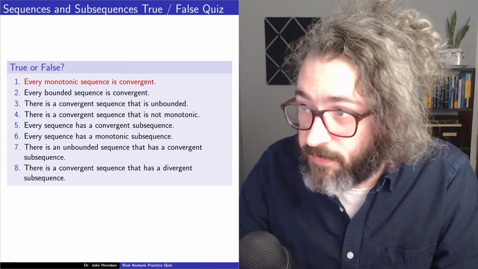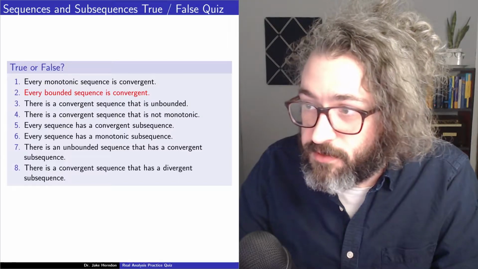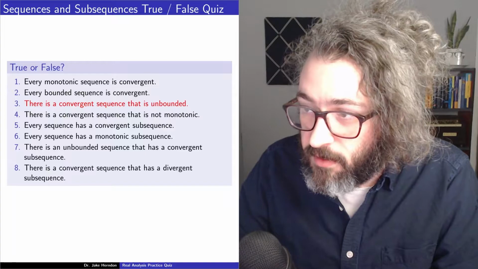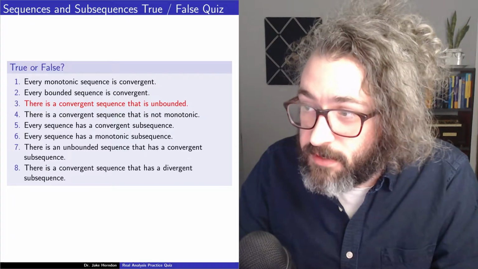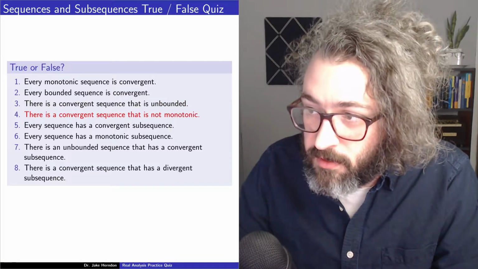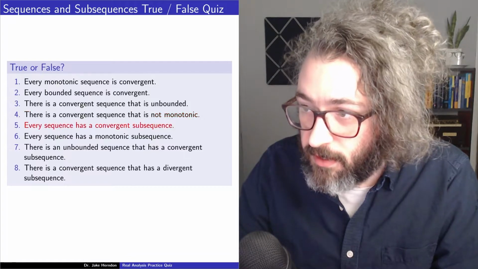1, every monotonic sequence is convergent. 2, every bounded sequence is convergent. 3, there is a convergent sequence that is unbounded. 4, there is a convergent sequence that is not monotonic.